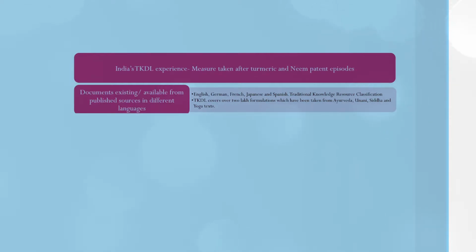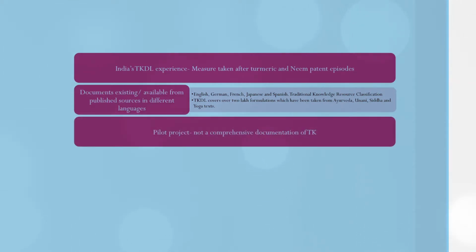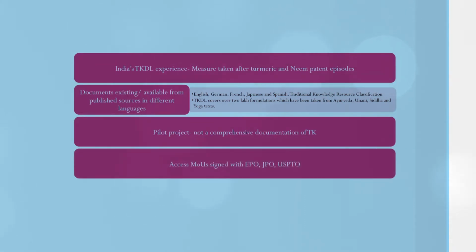So primarily the TKDL is translated in several languages: English, German, French, Japanese and Spanish. Traditional Knowledge Resource Classification is a standard taxonomy that is used for classifying these. TKDL covers over 2 lakh formulations which have been taken from Ayurveda, Unani, Siddha and Yoga texts. Now this project is quite impressive in the sense that a lot of existing material has been located and translated into identifiable text. It is clearly not a comprehensive documentation of traditional knowledge. However, access MOUs have also been signed with the EPO, JPO and USPTO.